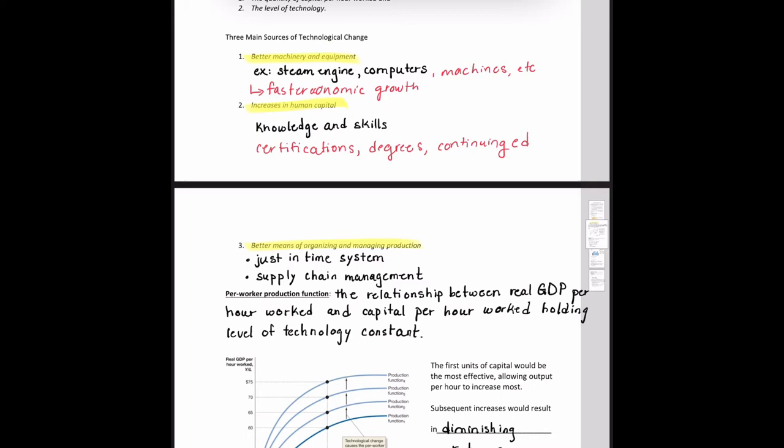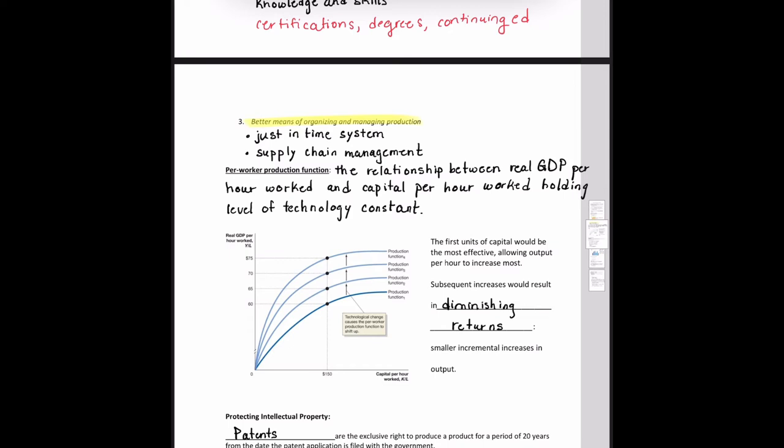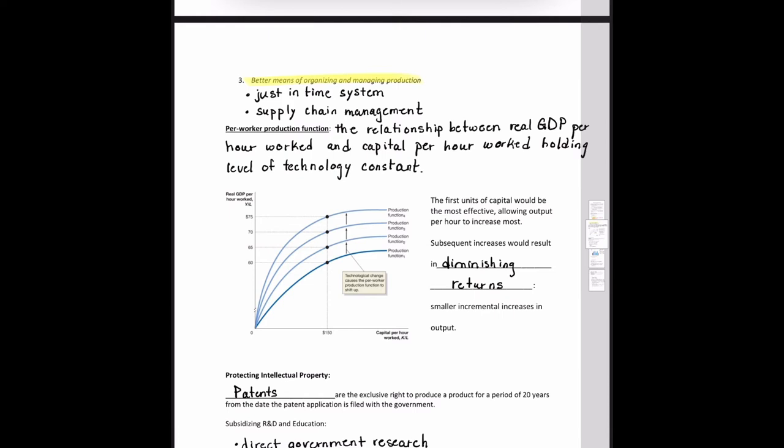So, let's suppose we want to now graph out our per worker production function. That's the relationship between real GDP per hour worked and capital per hour worked, holding the level of technology constant. So here we see our graph that shows our production function. We can see that we have an increasing function, so the first units of capital are going to be the most effective. They allow output to increase the most, while increasing capital subsequently would result in diminishing returns, smaller incremental increases in output. You see, as the production function moves upward, the slope begins to flatten out. That's why we have diminishing returns.